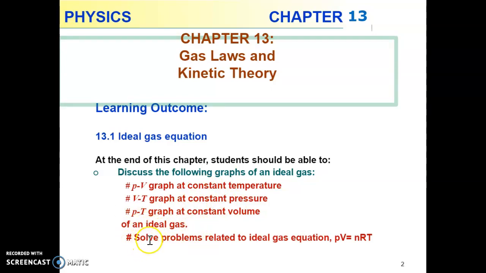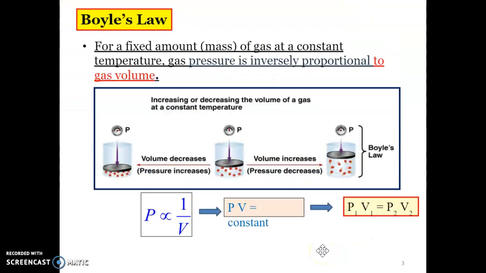And the second learning outcome is to solve problems related to the ideal gas equation. So we're going to use PV equal to nRT. I believe that you have used this equation during your secondary school. Okay, so first we're going to start with Boyle's law.